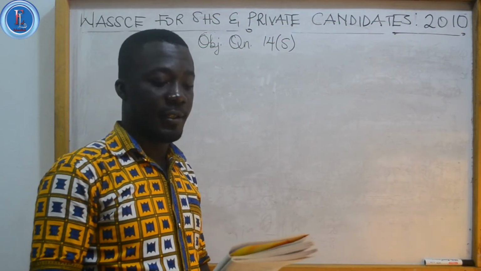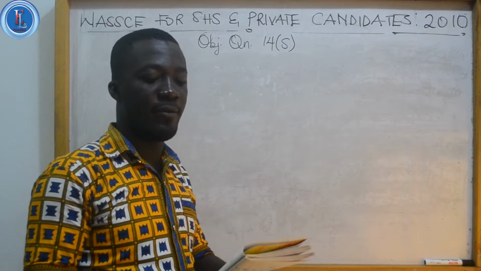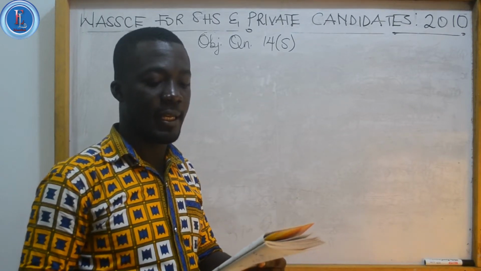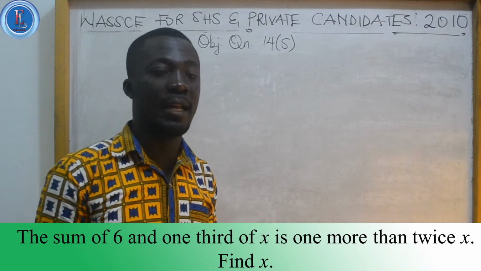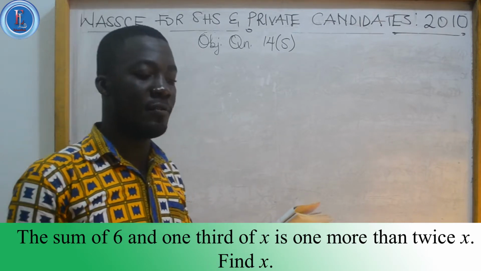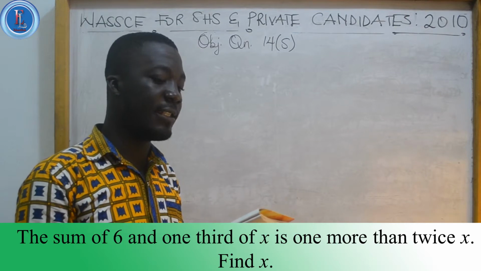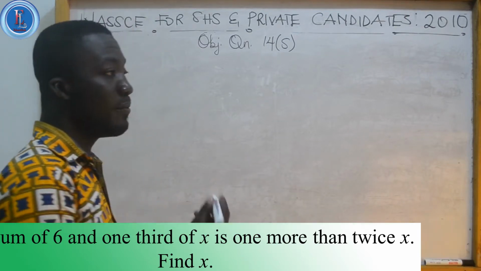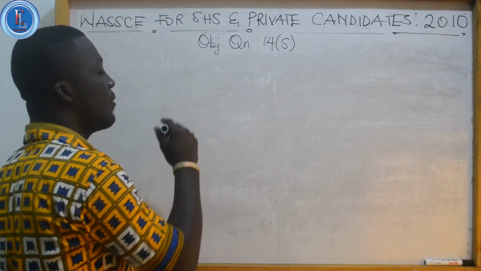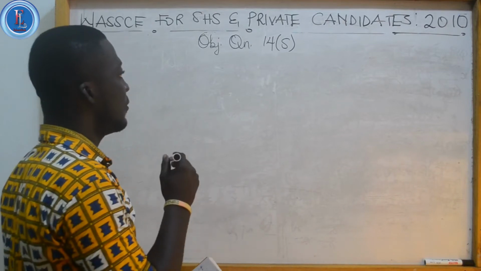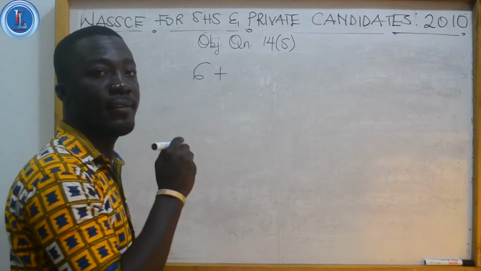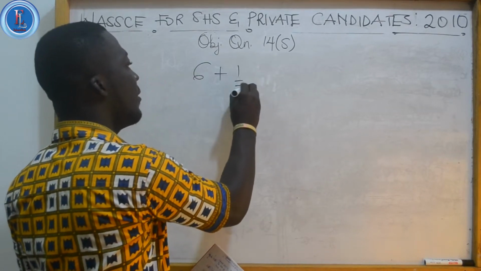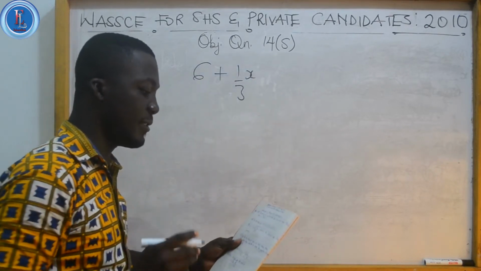As we saw in the question, the sum of 6 and 1/3 of x is 1 more than twice x. So we take it bit by bit. Now the sum of 6 and 1/3 of x. In maths, when you say sum, we are talking about addition. So the sum of 6 plus 1/3 x, or 1/3 of x, looks like this.